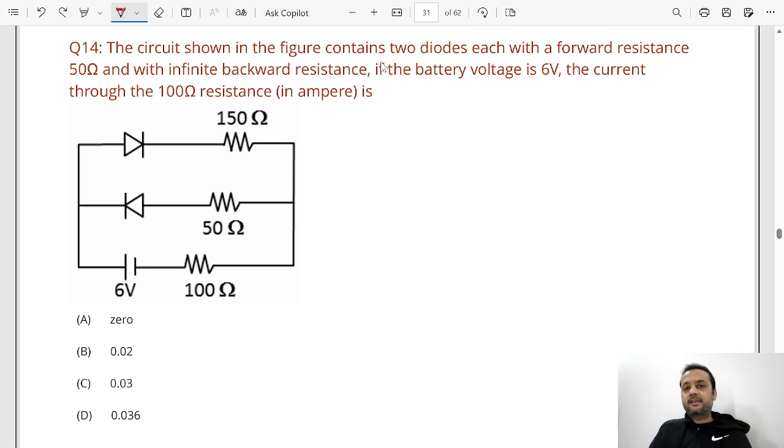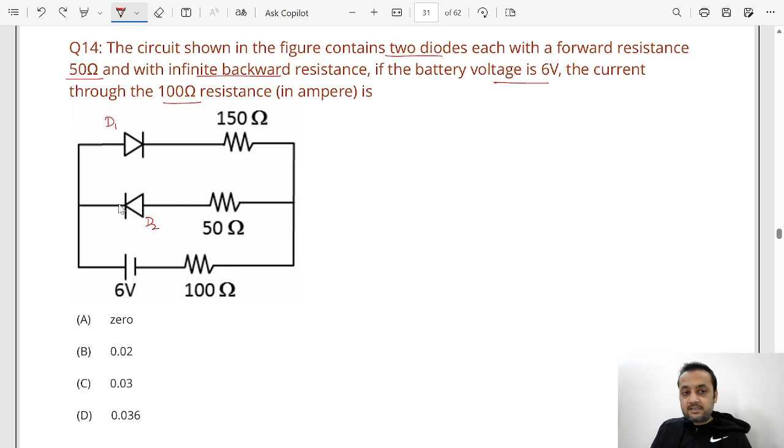The circuit shown in the figure contains two diodes, each with a forward resistance 50 ohm and infinite backward resistance. Battery voltage is 6 volt. Find the current through 200 ohm. So let's say this is diode 1 and this is diode 2. The positive pole of the battery is connected with the N side of diode 2 and the P side of diode 1, which means diode 1 is in forward bias and diode 2 is in reverse bias.